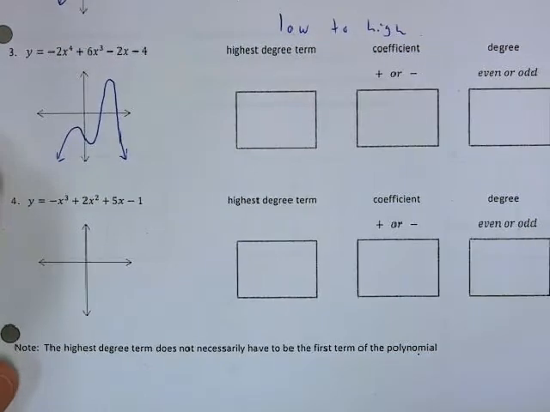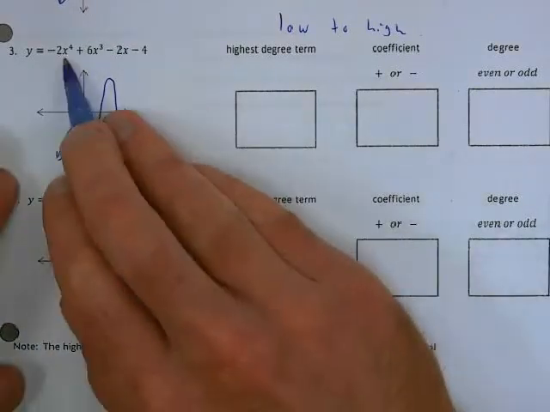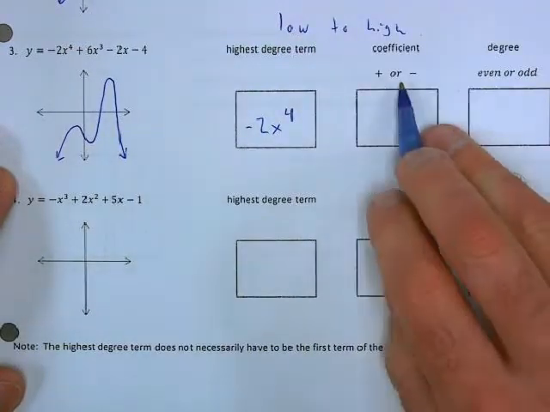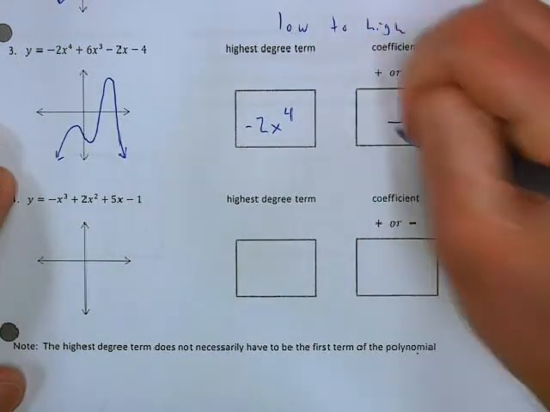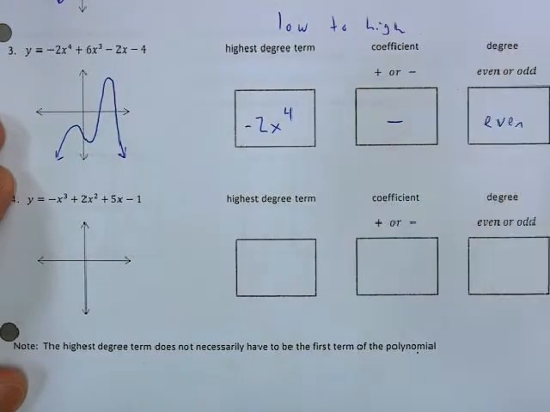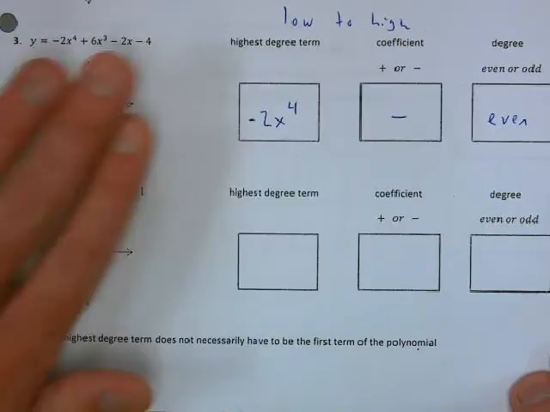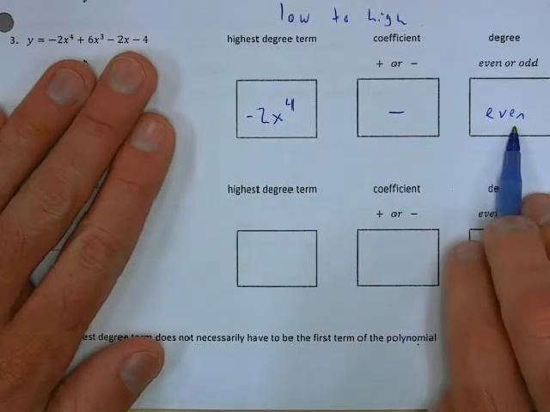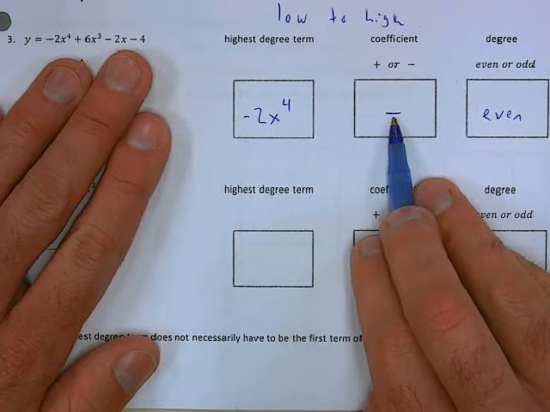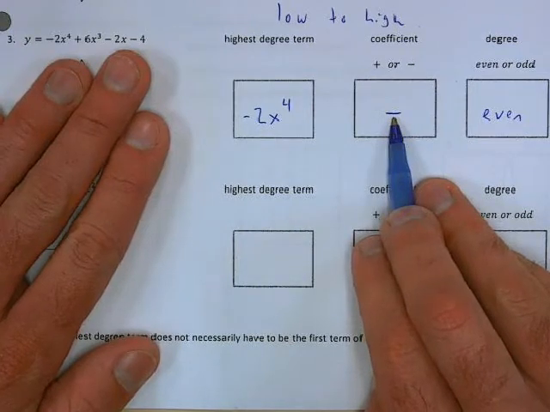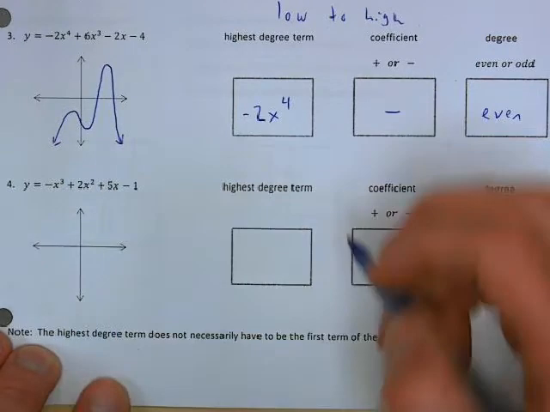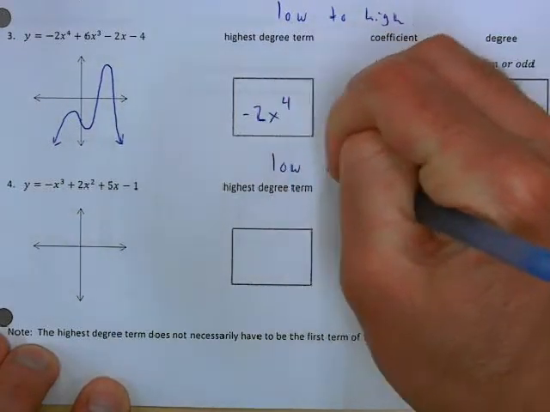What's our highest degree term? That's going to be negative 2x to the 4th. So our coefficient is negative 2, so it's negative, and our exponent is 4, so that is even. Now what's the end behavior? Don't even worry about the graph. If it's even, think like a parabola, and if our leading coefficient is negative, is that parabola opening up or down? Well, down, so that would be low to low, like this one here. It's going down on the left and down on the right. We call that low to low.